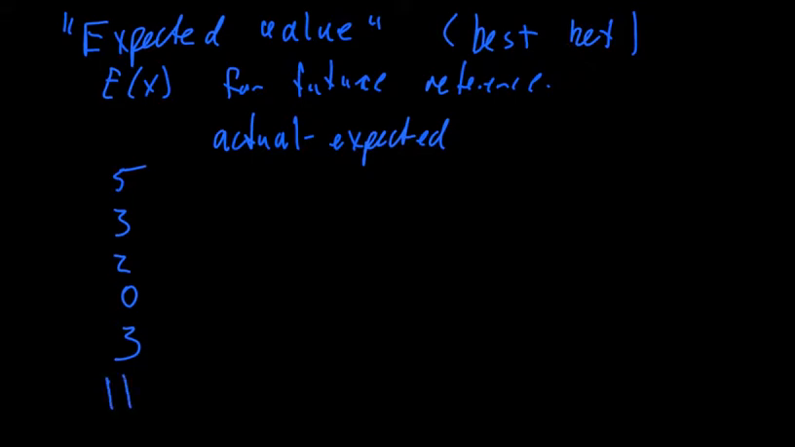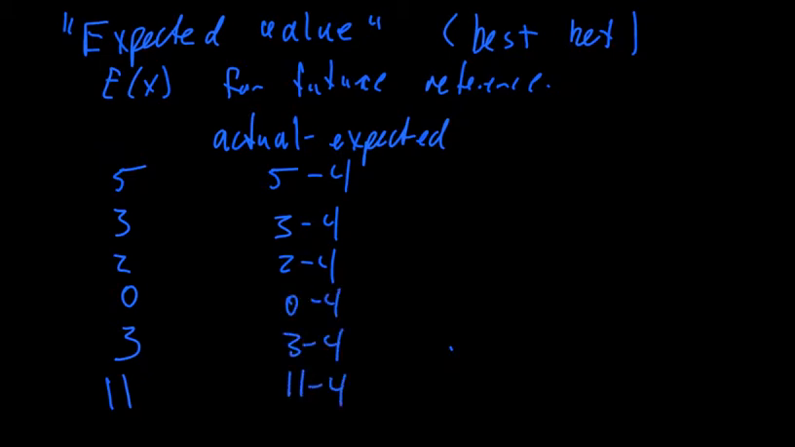So we expected 4, right? So actual minus expected would be 5 minus 4, and then 3 minus 4, 2 minus 4, 0 minus 4, 3 minus 4, and 11 minus 4. It's important to note that it doesn't matter if it's expected minus actual or actual minus expected, even though right now it's going to be sign important. In the end, it won't be. And so this is going to come out to be 1, negative 1, negative 2, negative 4, negative 1, and 7. So what does all that mean?